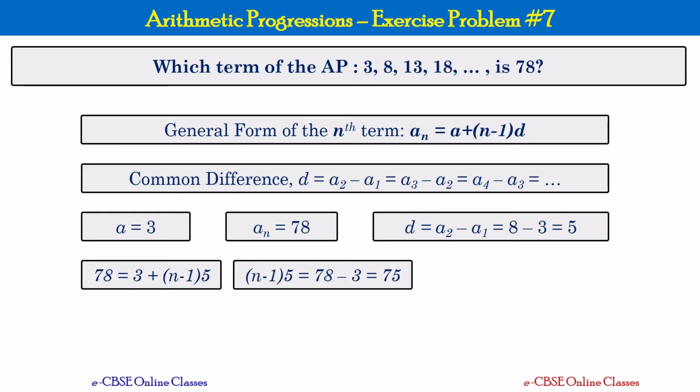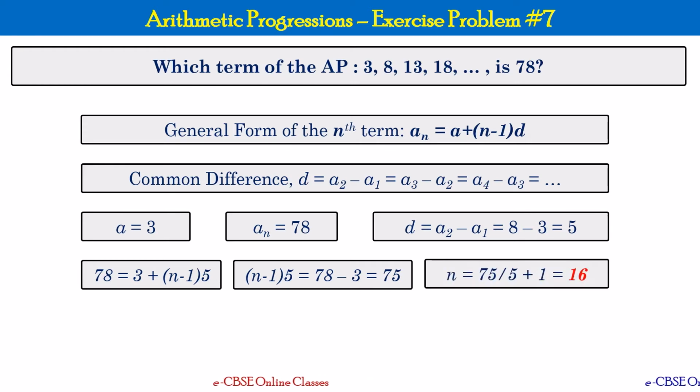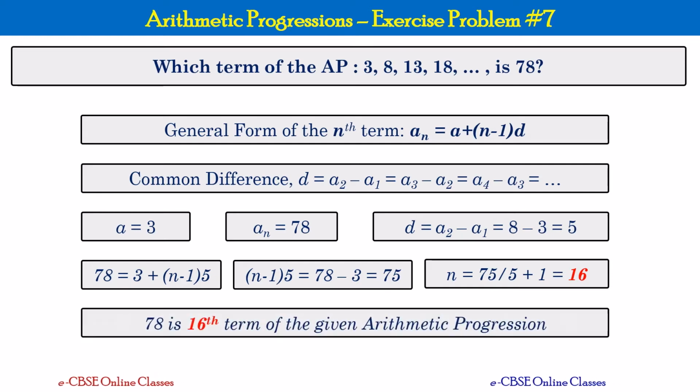After rearranging, it becomes n minus 1 into 5 is equal to 78 minus 3, that is 75. So n equal to 75 by 5 plus 1, that is 15 plus 1, that is equal to 16. So 78 is the 16th term of the given arithmetic progression. Let's look at the next problem.